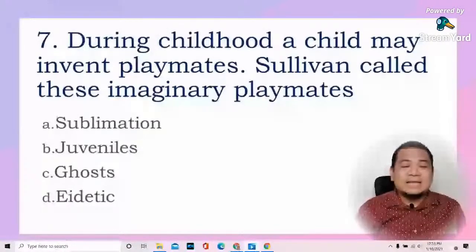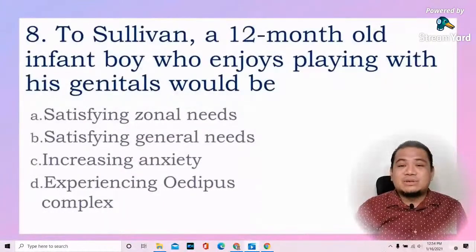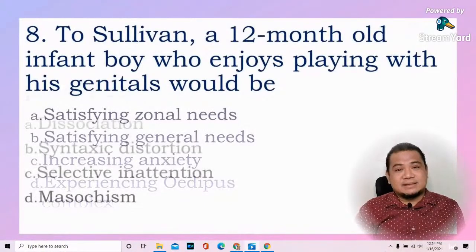Number 8. To Sullivan, a 12-month-old infant boy who enjoys playing with his genitals would be A. Satisfying social needs, B. Satisfying general needs, C. Increasing anxiety, or D. Experiencing Oedipus complex. Number 9.